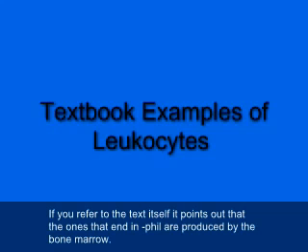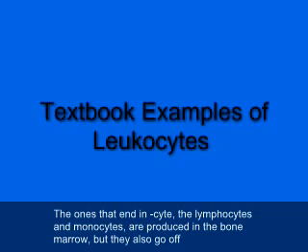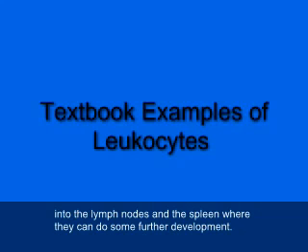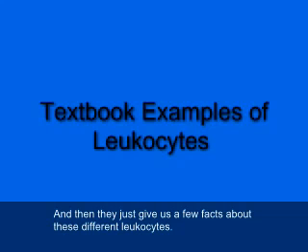And if you refer to the text itself, it points out that the ones that end in "phil" are produced by the bone marrow. The ones that end in "cyte," the lymphocytes and monocytes, are produced in the bone marrow, but then they also go off to the lymph nodes and the spleen, where they can do some further development. And then they just give us a few facts about these different leukocytes.